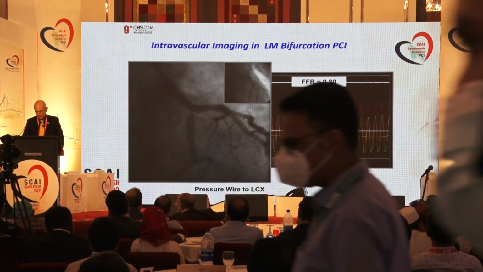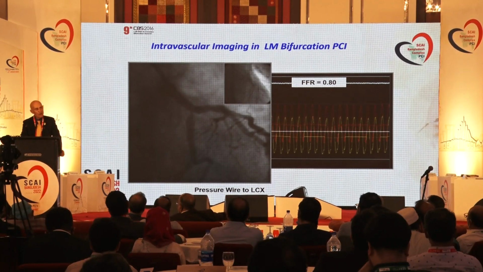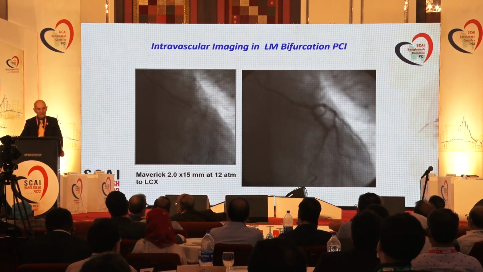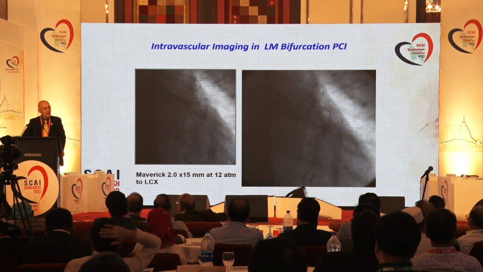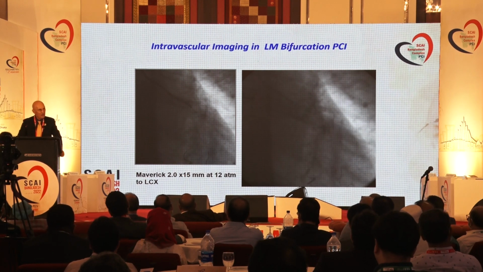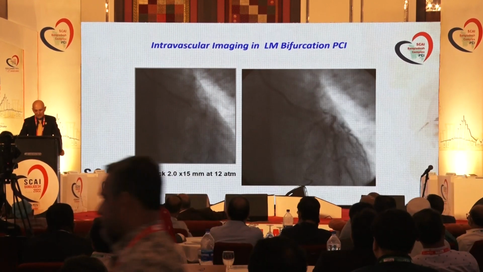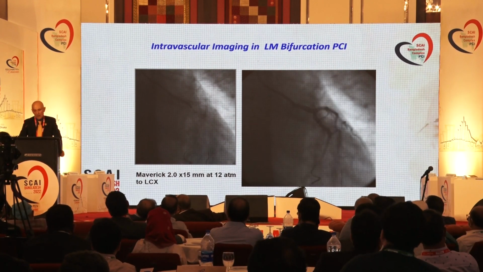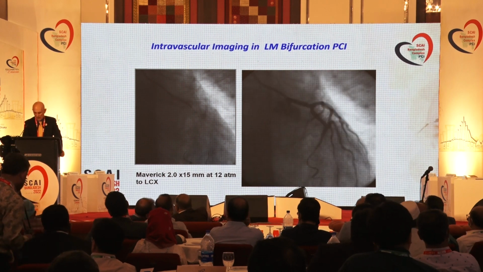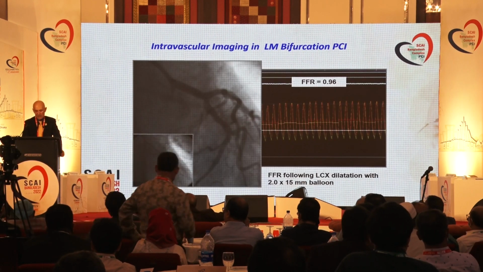After nitro, you can see that we are still having some compromise on the circumflex. And we went with FFR, and FFR in this vessel was 0.80, that means borderline, but should be considered significant in this case. So we decided to go for a new correction, a new angioplasty, and in this case it is recommended to go with the side of the knuckle wire, to cross the lesion, to open the struts, and to see what happens. With physiology, you go again and see what you have produced by your inflation.